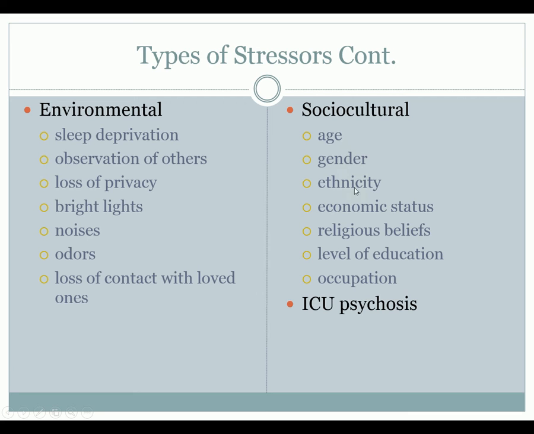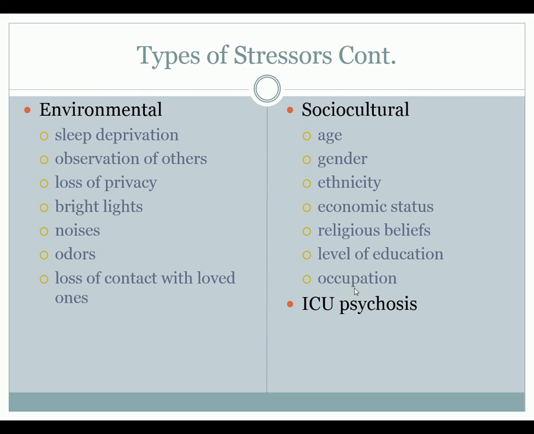You want to consider ethnicity, socioeconomic status, their religious beliefs, and incorporate those as much as you can. Don't forget to assess their level of education prior to teaching. That's one of those teaching-learning principles. And their occupation. For example, if they're a nurse, don't think they know everything just because they're a nurse. They don't know about everything. If they're an OB nurse, they're lost when they're an ICU patient. So be sure to explain everything.